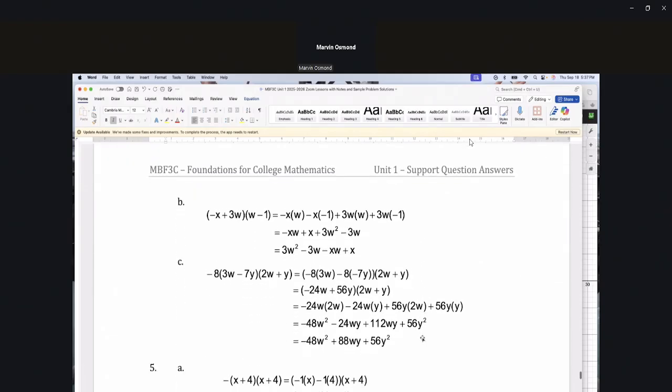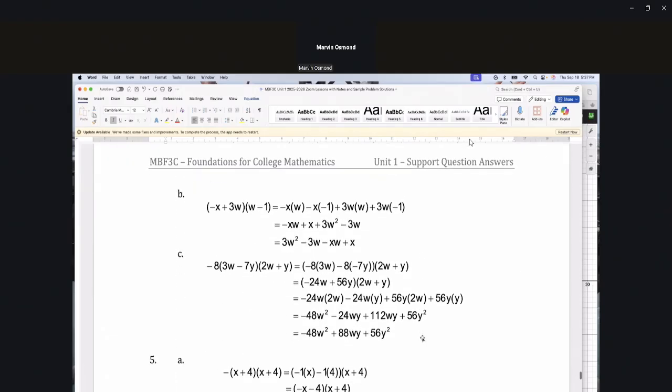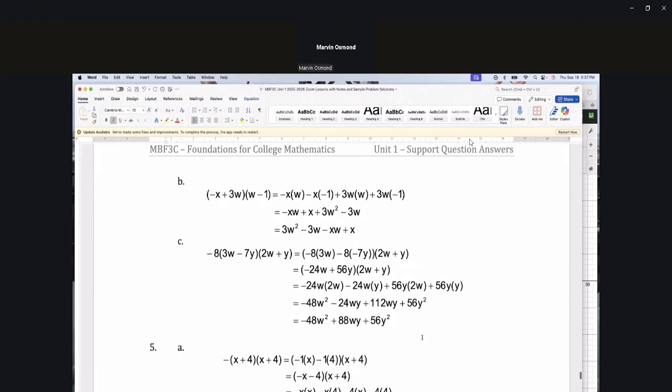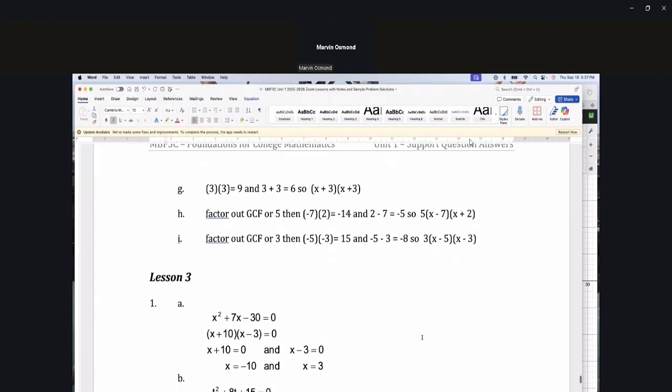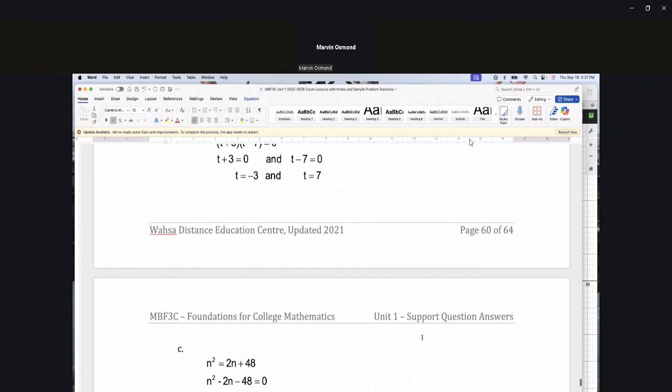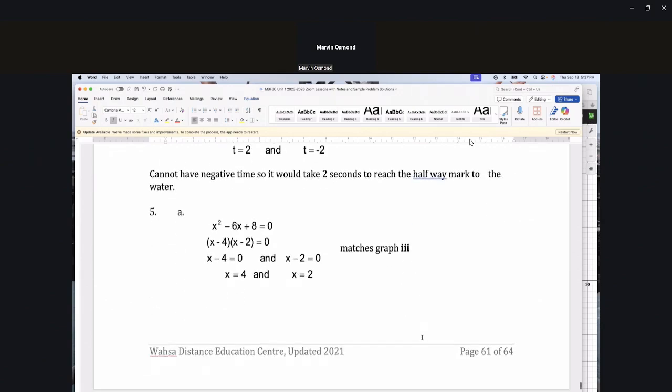If you just go right to the back and say, oh, that's the answer, and you don't do the work, then you're not actually going to learn anything. So again, this is just here to help you with the support questions.